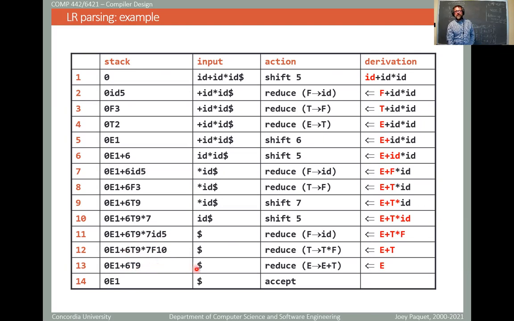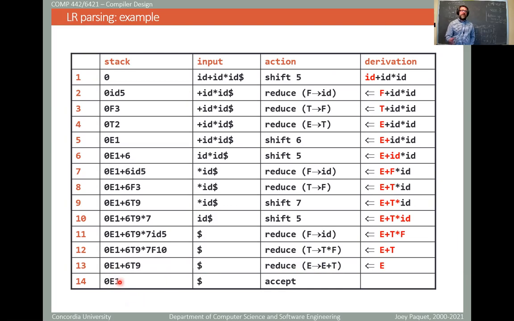Then, again, continue, $9, I will find reduce using E gives E plus T. So I pop 6 things from the stack. I pop my E plus T from the stack. 1, 2, 3, 4, 5, 6 from the stack. And then I replace these E plus T by E. Go in my go-to table, 0E, I find the state number 1.